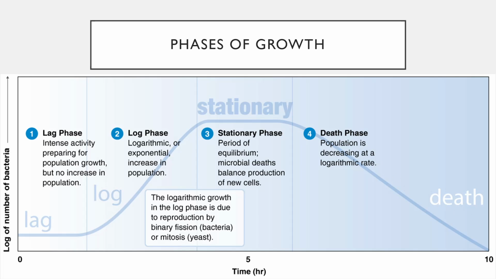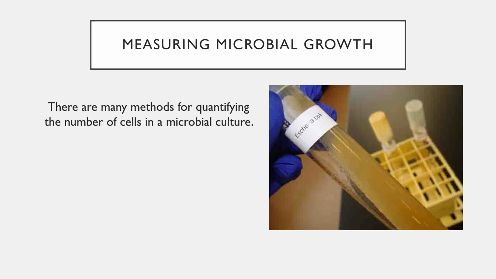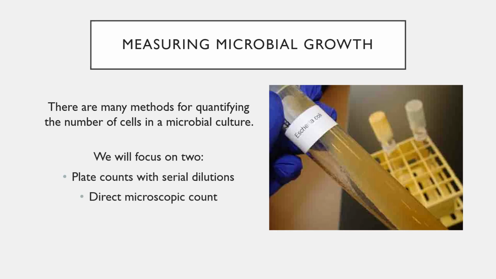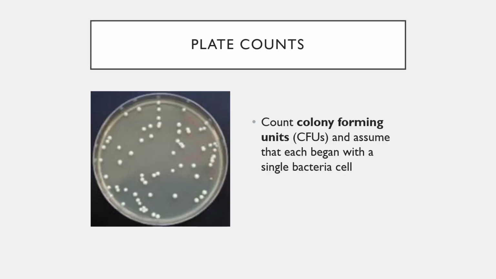In the final part of this lecture, we are going to take a look at some different methods for measuring microbial growth. And you'll see in your textbook that there are a variety of methods for quantifying the number of cells in a culture. However, we are going to limit our scope and focus on two of the more common ones, which are plate counts using serial dilutions and a direct microscopic count. A plate count involves taking a sample of culture and spreading it on the surface of an agar plate and allowing it to incubate and grow.